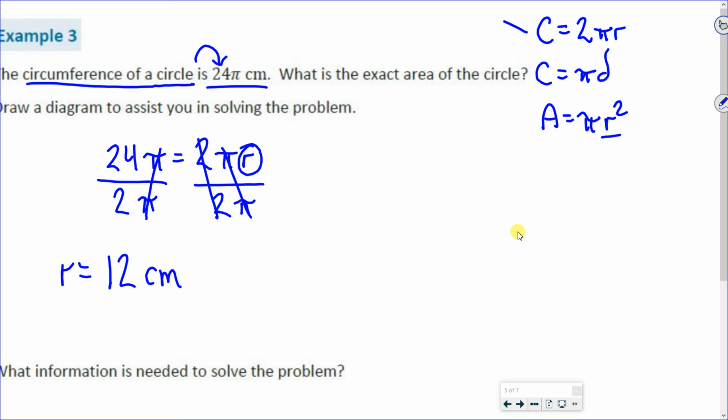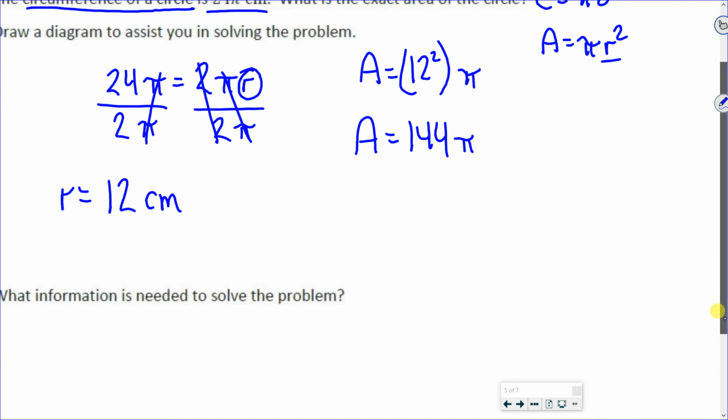Now I can use that to actually find my area. So the area equals 12 squared, because that's the radius, times pi. Well, 12 squared is going to be 144. And since it didn't tell us what pi equals, and it left the circumference as 24 pi, we're going to leave the area with a pi as well. So the area equals 144 pi.